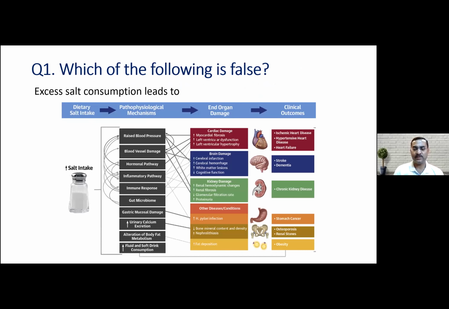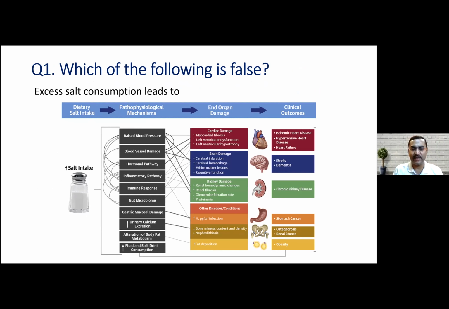So go over to the answers. I'll give you the answers. Which of the following is false? Excess salt consumption leads to Helicobacter pylori infection. Increased salt can lead to that, which might increase stomach cancer. Excess salt leads to excretion of calcium in urine. It increases calcium excretion, and it leads to damage to bones, and osteoporosis and renal stones increase.